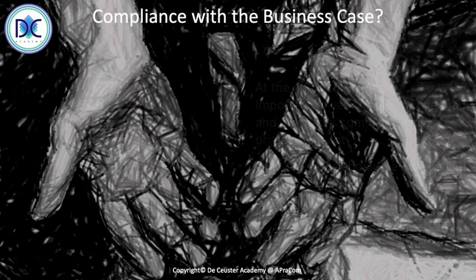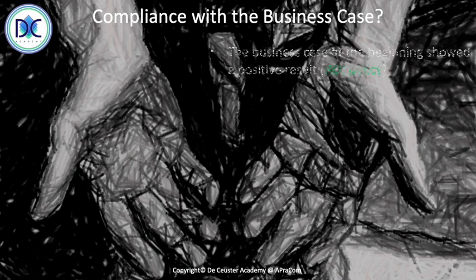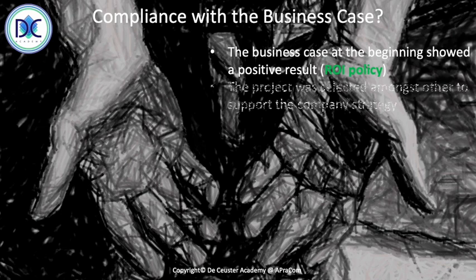Like I already mentioned, what is the compliance with the business case? The business case was positive when we started with the project. Our ROI policy and all the risk elements were compliant with a project that we could undertake, and it was approved to go to the project initiation step. The project was selected amongst others to support the company's strategy.